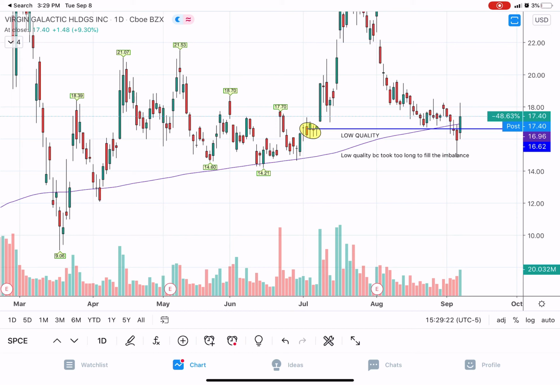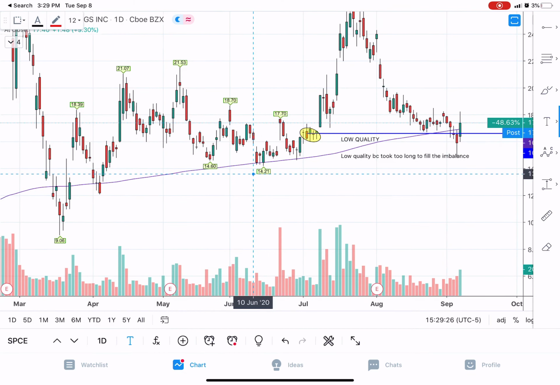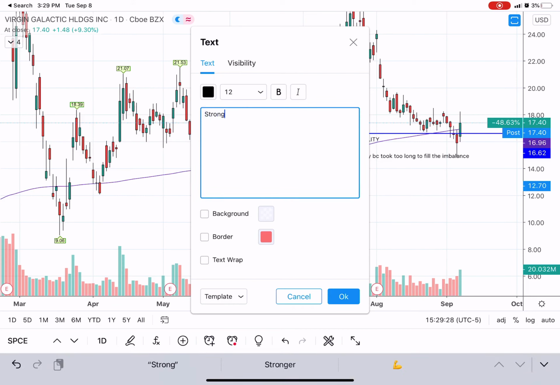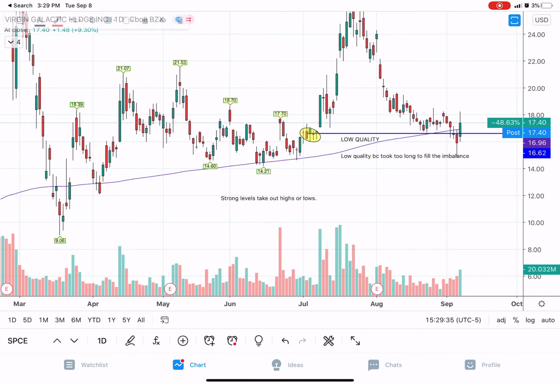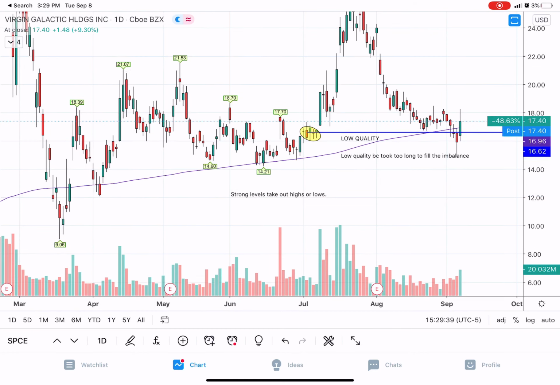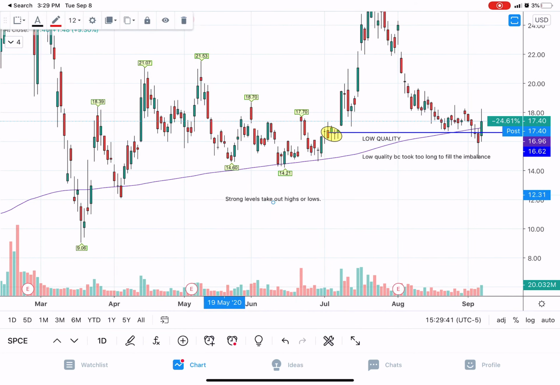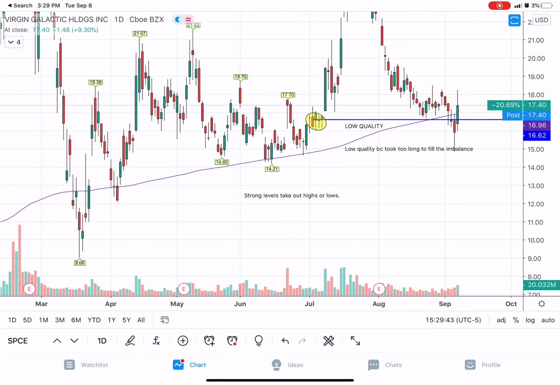Lastly, another thing about stronger levels, let me just add this before I end the video. Strong levels take out highs or lows. This is also pretty important as well. A strong level will take out highs or lows, or a stronger level. So I hope this helps.